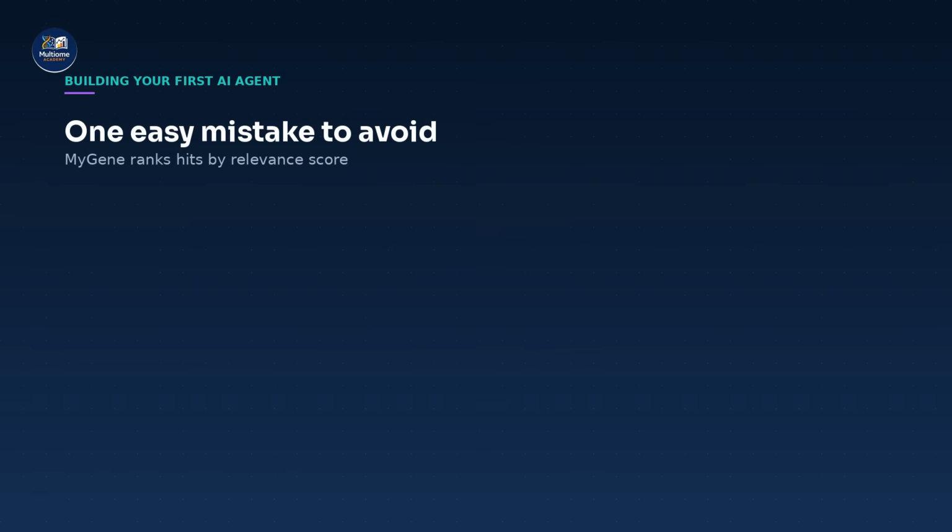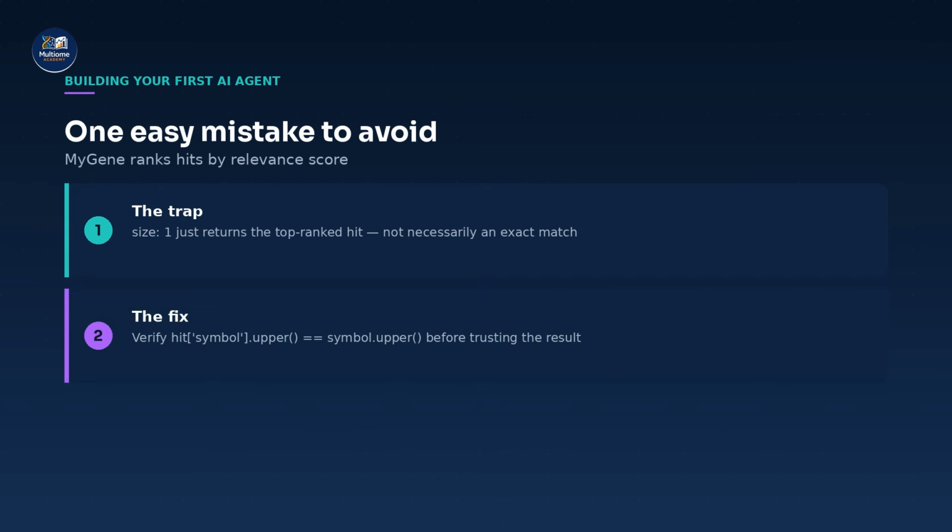Here's a subtle trap to avoid. MyGene returns hits ranked by relevance score, and taking the first result doesn't guarantee an exact match. The fix is one line. Verify the returned symbol matches what you asked for before trusting the result. Query a typo or a retired alias, and you can silently get a different gene back with a perfectly plausible-looking annotation. That's why it matters.